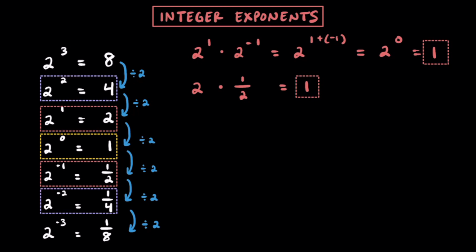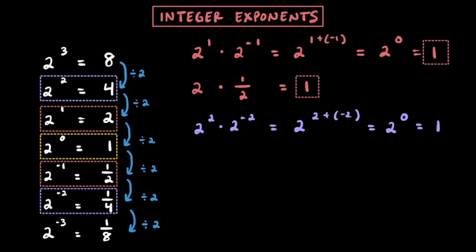It's also important to know that 2 to the second power and 2 to the negative second power are also reciprocals of each other. If we were to multiply 2 to the second power by its reciprocal of 2 to the negative second power, that would equal 2 to the 2 plus negative 2 power, and 2 plus negative 2 is equal to 0, so that's 2 to the 0th power, and anything to the 0th power is equal to 1.